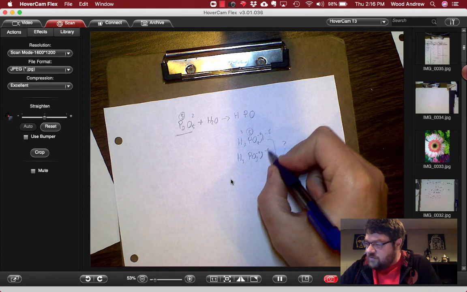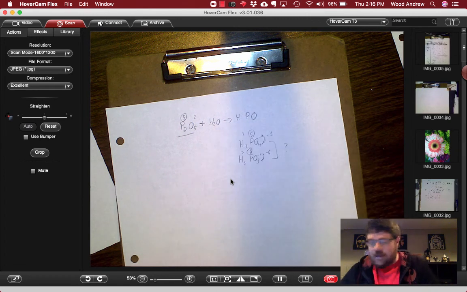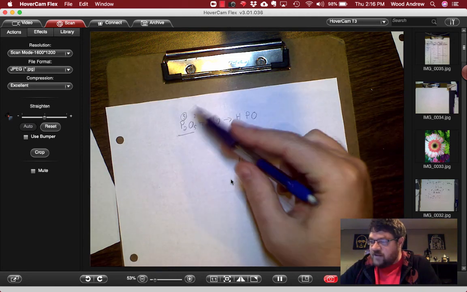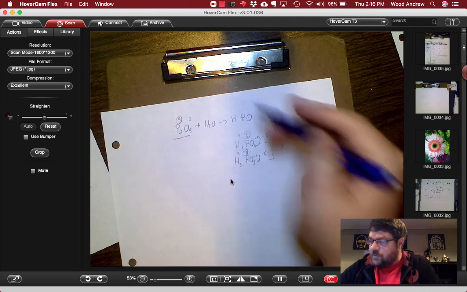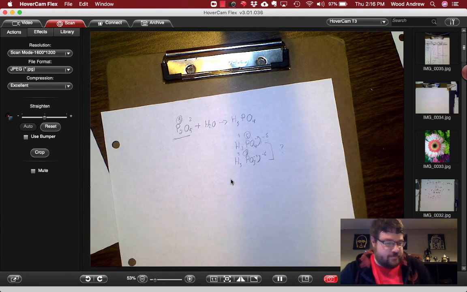This would be a negative 6. So this is 3. So that must be 3 to balance it out. So to match our 5, the oxidation state has to be our top one, H3PO4, or phosphoric acid.